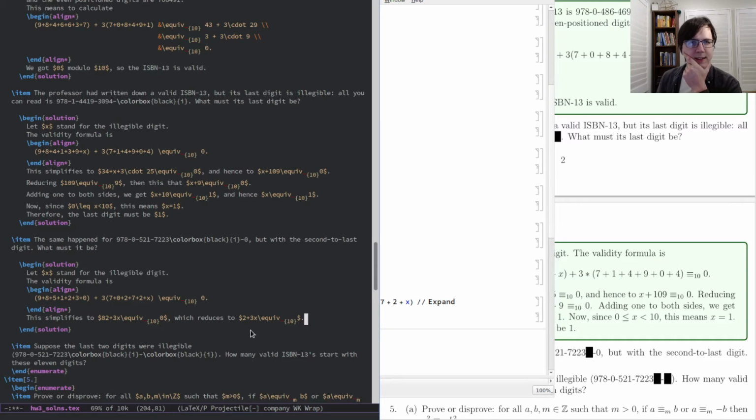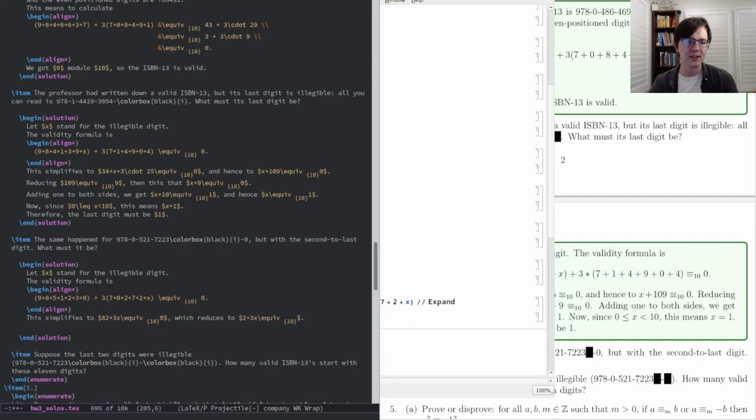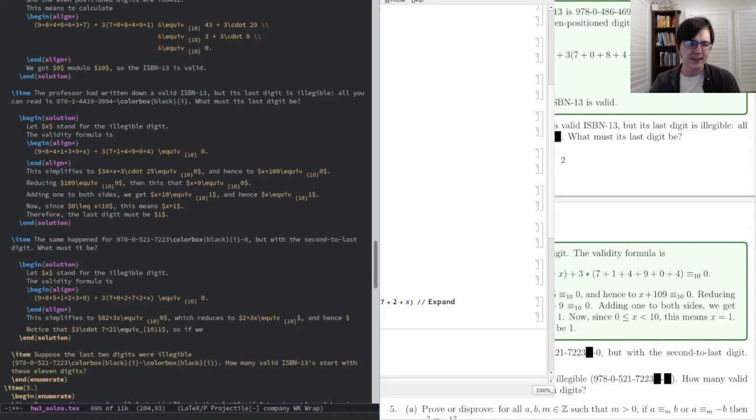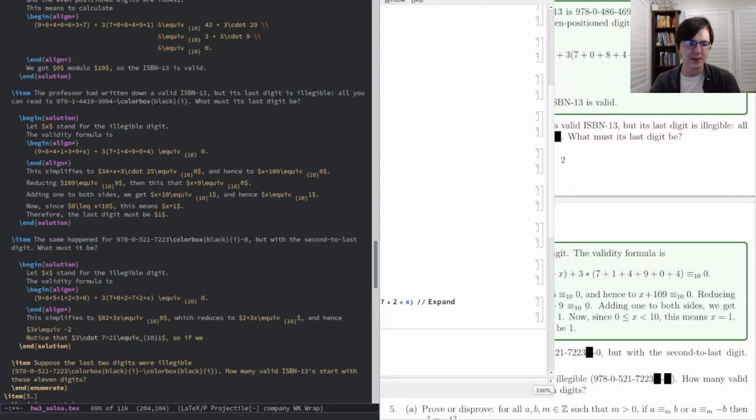And there are a couple things we can do. You know, we can calculate a multiplicative inverse of 3. Let's just mention that. So notice that 3 times 7 is 21, which is congruent mod 10 to 1. So if I'm going to also say, and hence 3x is equivalent to minus 2.